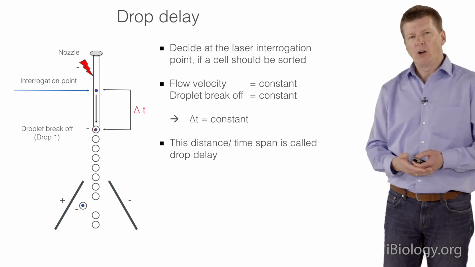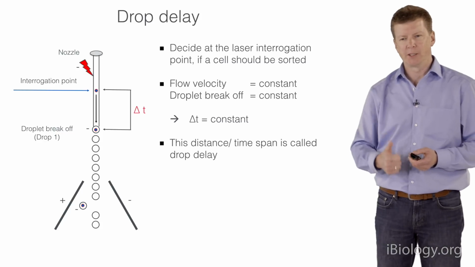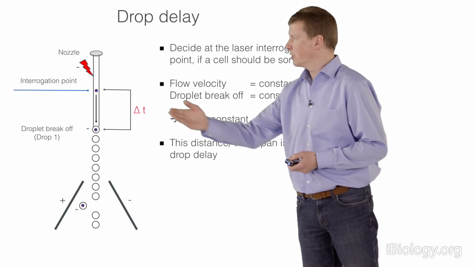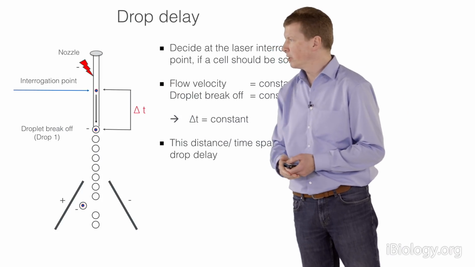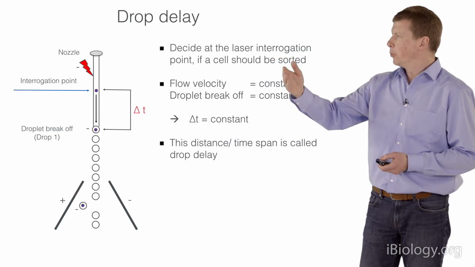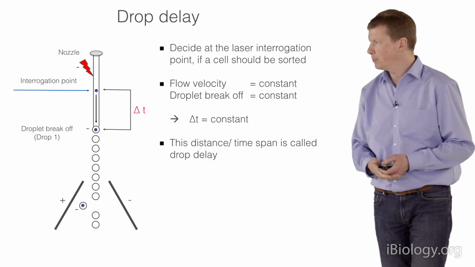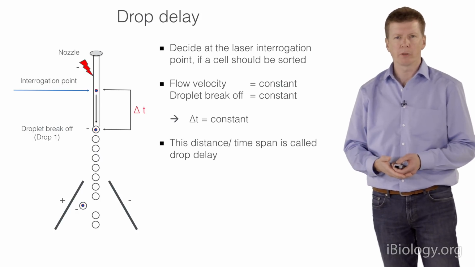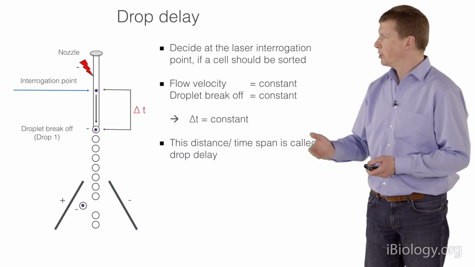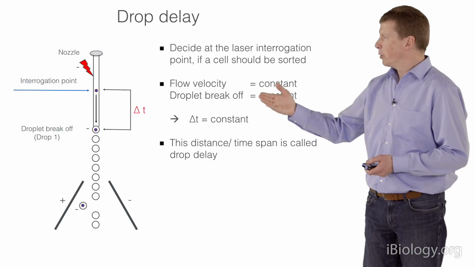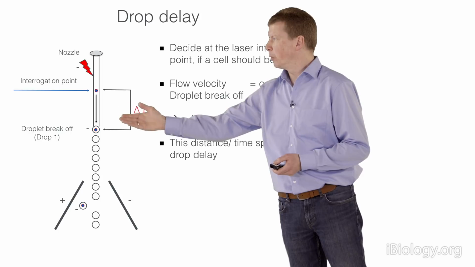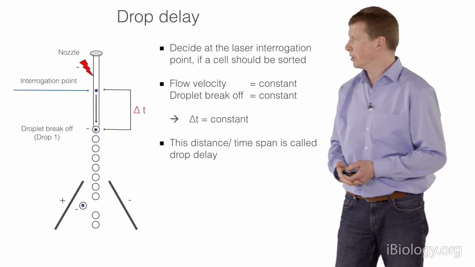So now we have to bring all the things together. So we have the point where we are deciding if we want to sort or not. This is the laser interrogation point. We have a droplet break-off point, and now we have a charging of this drop, and all these three parts have to be synchronized, and this can be done in the so-called drop delay, which is basically the time span or the distance a cell needs to move from the interrogation point down to the break-off point.